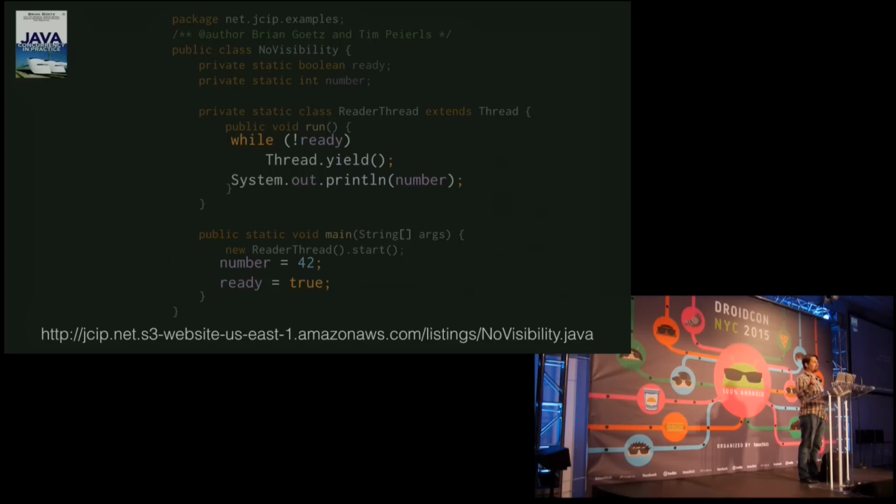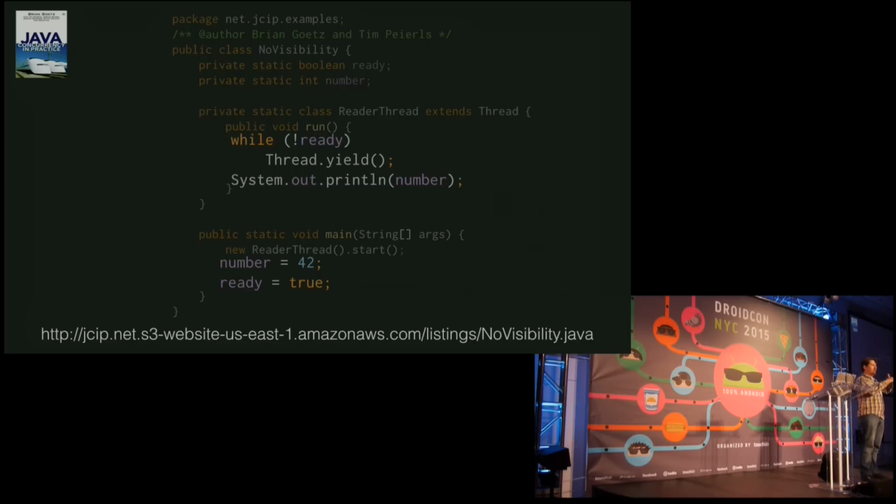The third thing that a correct implementation could do is it could actually print 0, which to me is at least the least intuitive thing that could happen here. Because number is set to 42 before ready is set to true. So you would think that if it exits that while loop and ready is true, then number would be 42. But that's not guaranteed to be the case. Without proper synchronization, Java can actually flip the order of operations from the view of another thread.